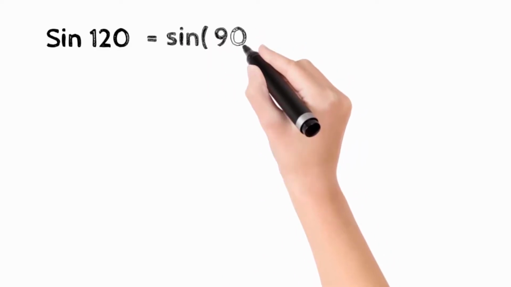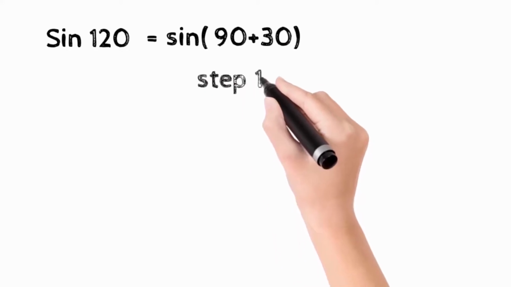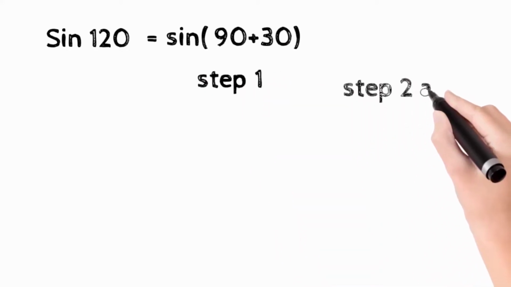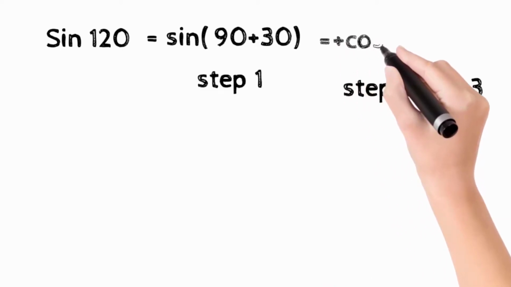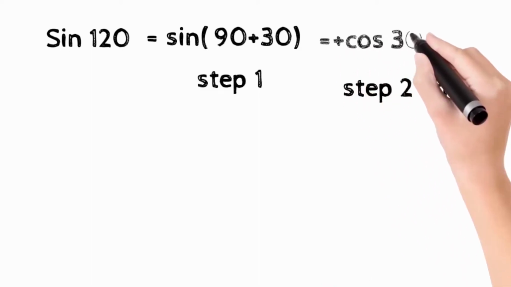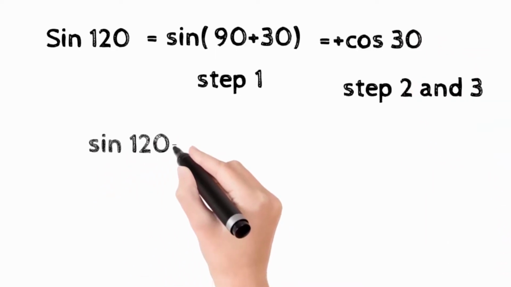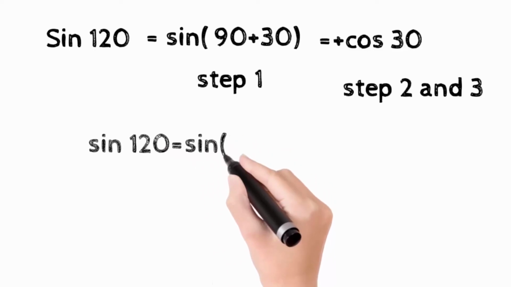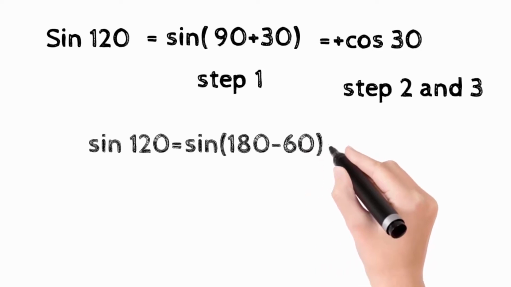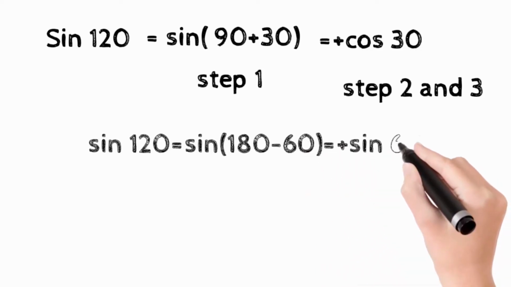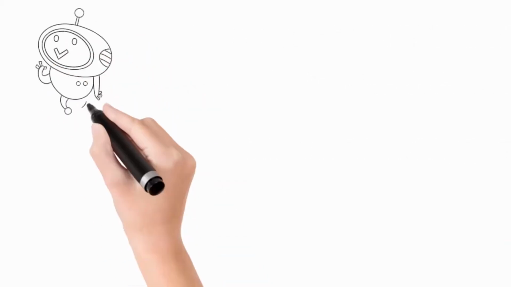Now this is an example. Sin 120 is written as sin of 90 plus 30. Now the second and third steps combined together. The second quadrant sign is positive according to All Silver Teacups, so I wrote it as plus. At 90, transformation takes place, so sine transforms as cos and the final value is cos 30. In the same way, sin 120 can also be written as sin of 180 minus 60, where the second quadrant sign is positive. So it is sin 60 because at 180 there is no transformation.